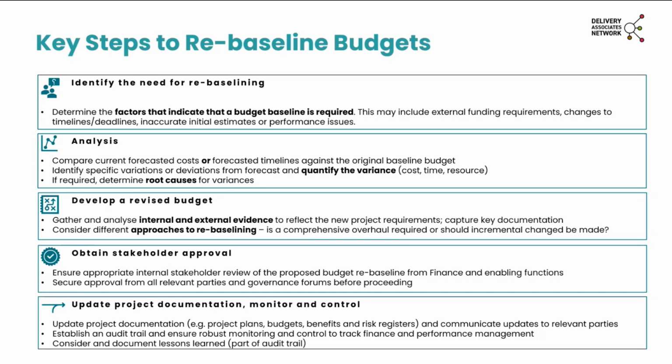Linked to the first point, you want to determine the root cause perhaps for each of those variances. Once you understand what the variance to the original budget is, you'll want to look at developing a revised budget. We'll touch on this in a little bit more detail shortly, but as part of developing your revised budget, it's important to consider internal and external evidence to ensure that that revised budget is rooted in evidence to the extent possible.